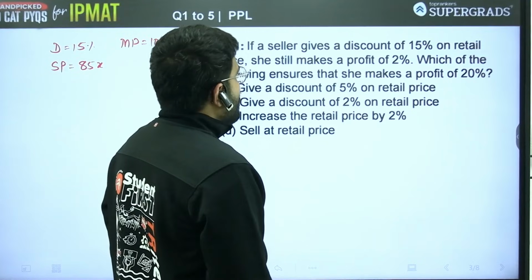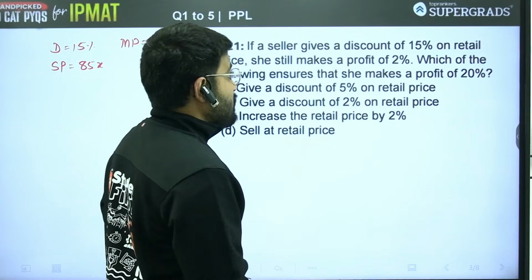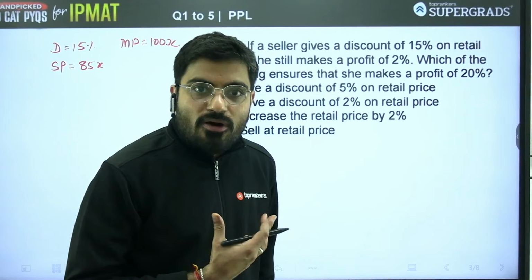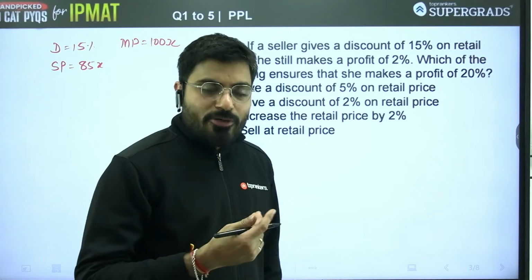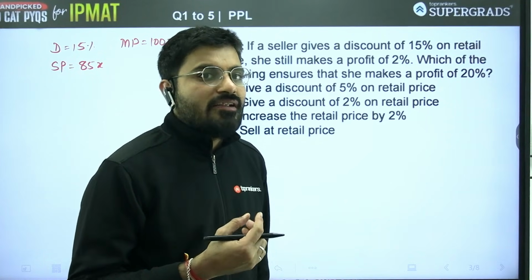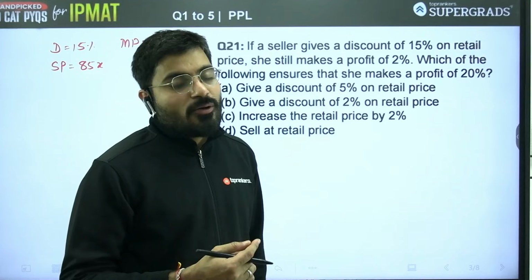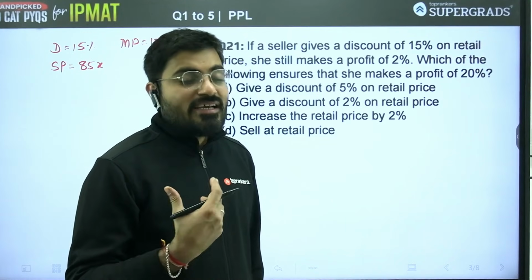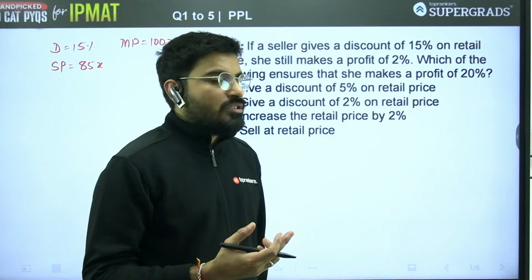Next, if the seller gives a discount of 15% on the retail price, she still makes a profit of 2%. So are you solving this with me? No, you should not do that. What do you need to do? You need to pause the video here, try it yourself, give your best, and then play the video and look at the solutions. Don't look at the solutions directly. This is my advice.